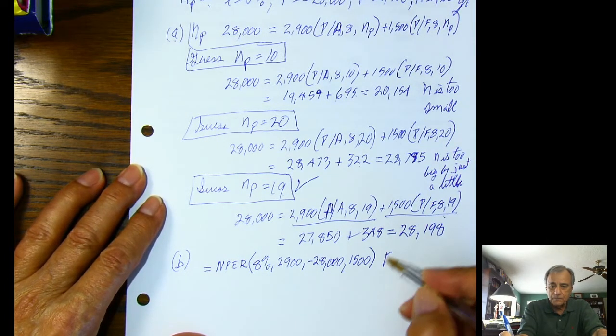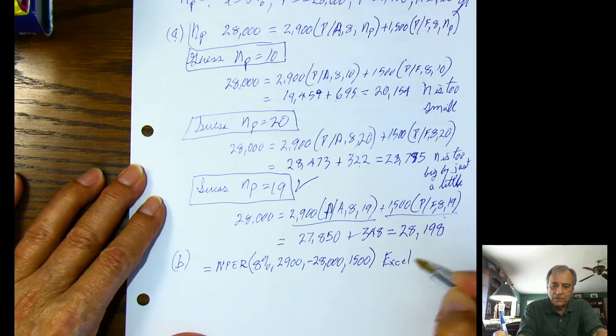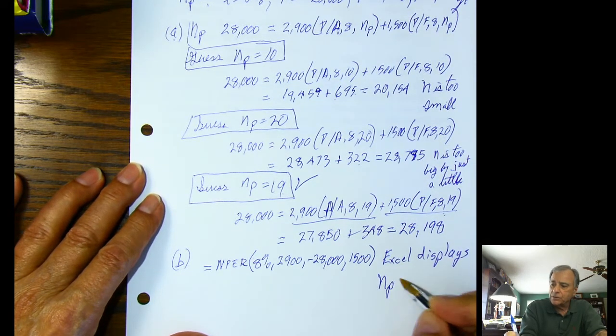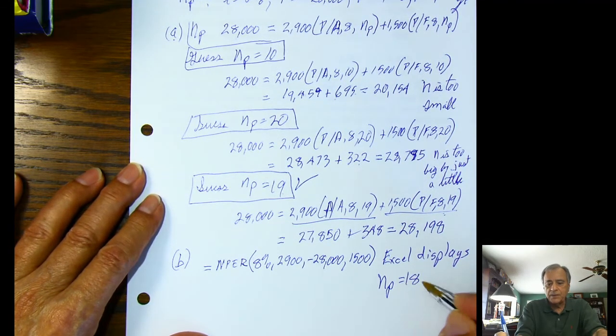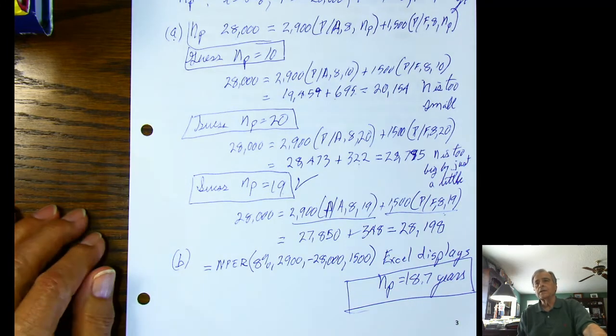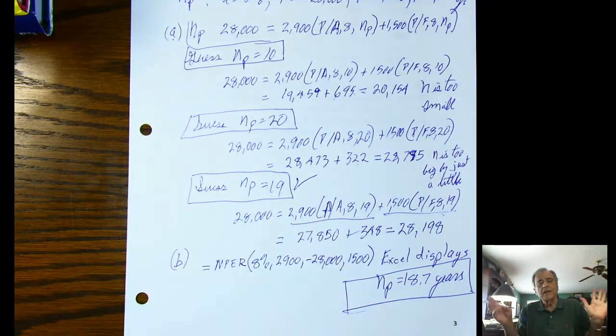And if you put that in, it will display the value. Excel displays NP equals 18.7 years. So that's the exact value of NP. My trial and error method, I just quit at 19. Either one of those would be a correct answer. And that finishes this problem. We'll go on to one more problem.